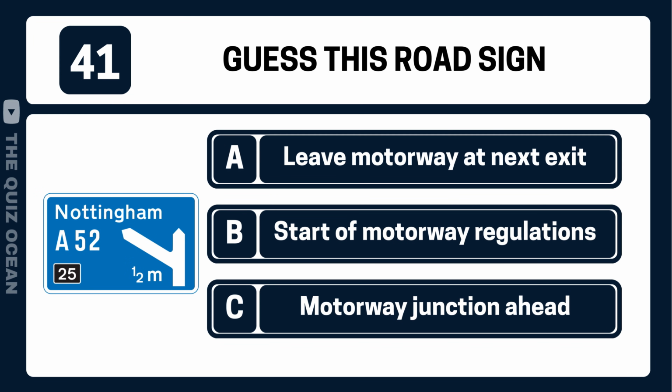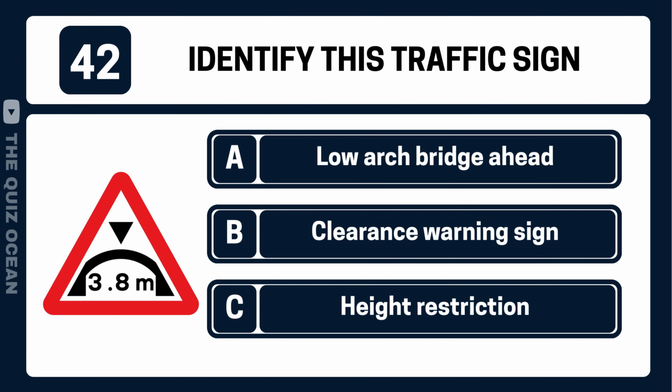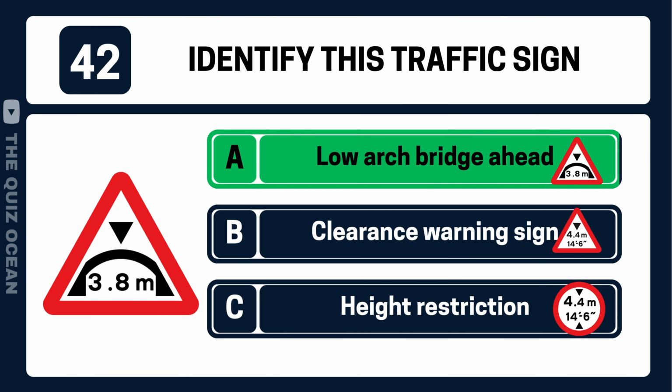Guess this road sign. Good catch. This sign shows that a motorway junction is approaching. Identify this traffic sign. Correct. This sign warns of a low-arched bridge ahead.